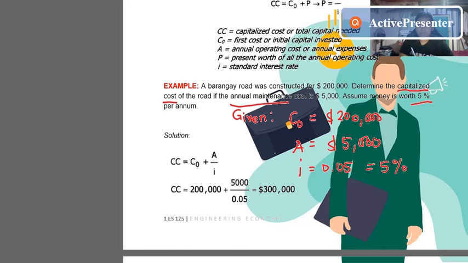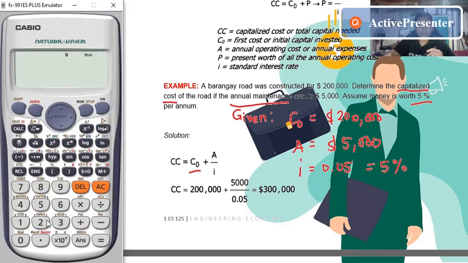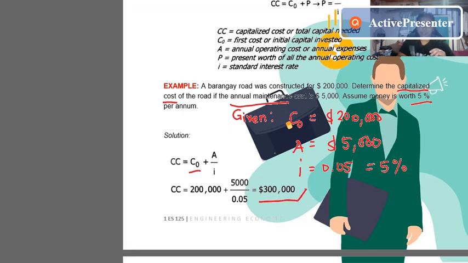So the formula for CC is CC equal to first cost plus A over I, or the present worth. Since everything is given, we substitute: 200,000 plus A, which is 5,000, divided by the interest, which is 0.05. So our capitalized cost will be $300,000 US. So we have here our final answer.